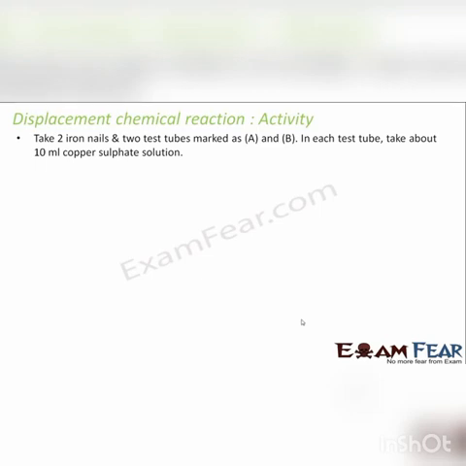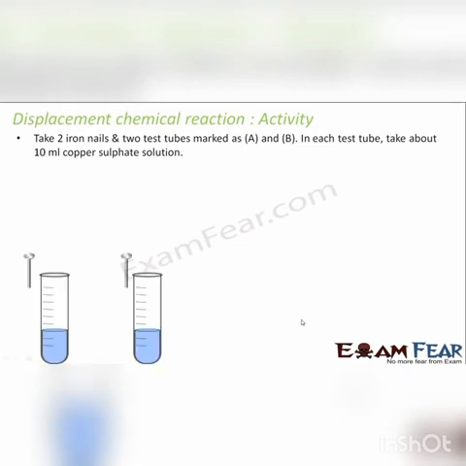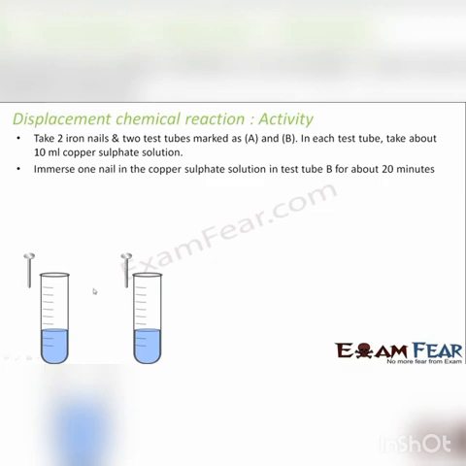So for this we'll do an activity. We'll take 2 iron nails and 2 test tubes marked A and B, and in each test tube take 10 ml of copper sulfate solution. So we have 2 iron nails and 2 test tubes, right? And these are going to be A and B, and both have copper sulfate solution. Immerse 1 nail in the copper sulfate solution in test tube B for 20 minutes. So in test tube B we will immerse this nail.